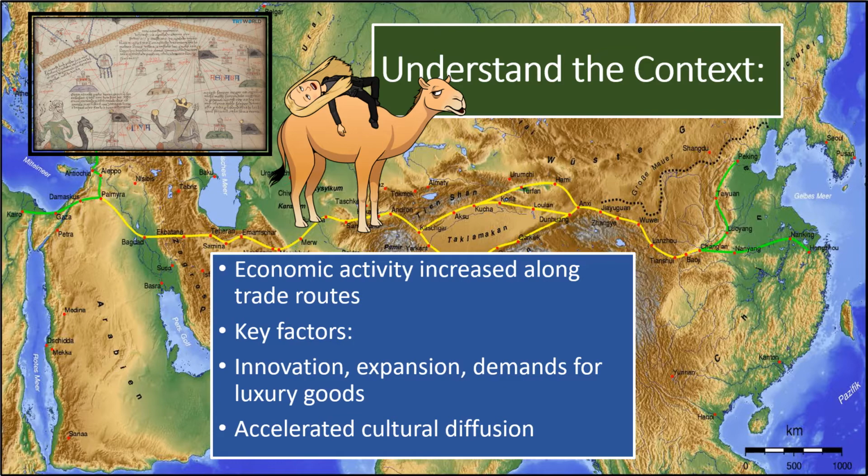Technological and commercial innovations, imperial expansion, and demand for luxury goods were key factors in the ongoing expansion of trade. Growing trade networks accelerated cultural, biological, and technological diffusion across Afro-Eurasia.